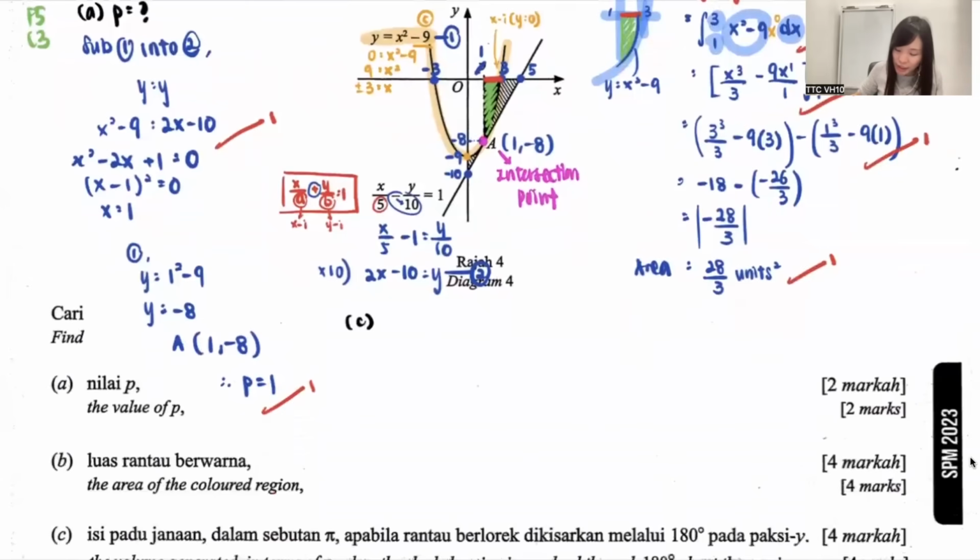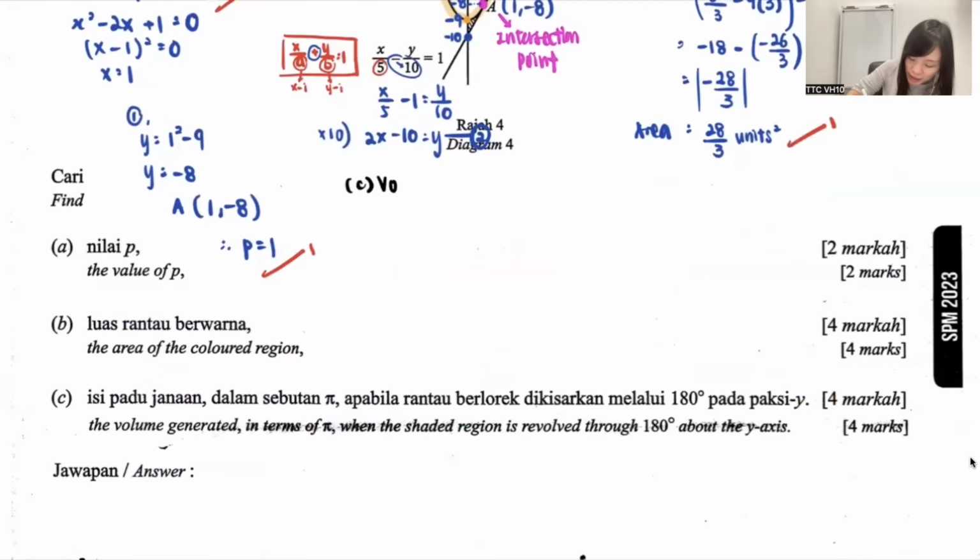C. C, they say what? Let me read for you here. C, find the volume generated, in terms of pi, when the shaded region is revolved 180 degree about the y-axis. Okay, my dear, 180 degree is your problem because normally it's 360 degree. But of course, whenever I teach my students volume, I will tell them it depends on where they rotate to decide whether using dx or dy.